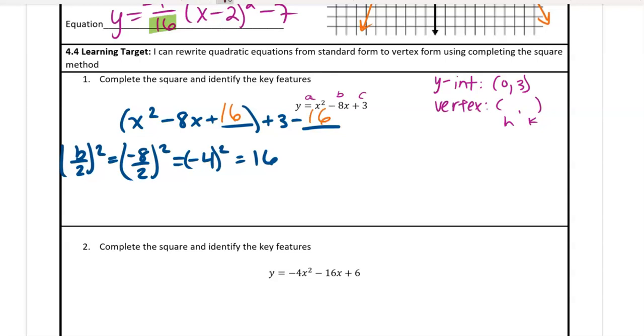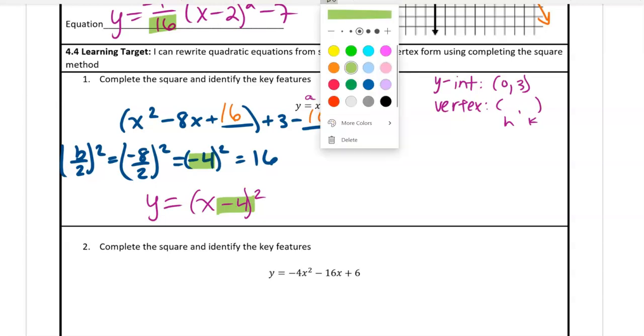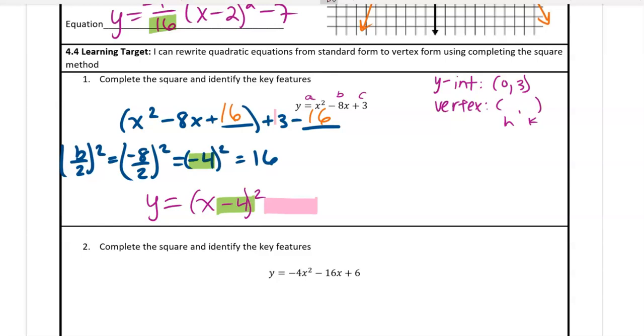Now we can write our equation. Our equation is going to be y equals x, and then our h value comes directly from the base of the exponent, -4. And the k value on the outside here comes from the outside math. 3 minus 16 is -13. So our vertex is, here's our h, here's our k, 4, -13.